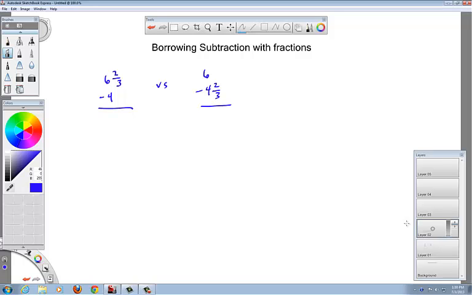Hey, 090 students. I have a boss that keeps track of the most missed problem on the final exam, and this is it. Borrowing subtraction problems with fractions. And in order to understand them, you got to understand this example right here.